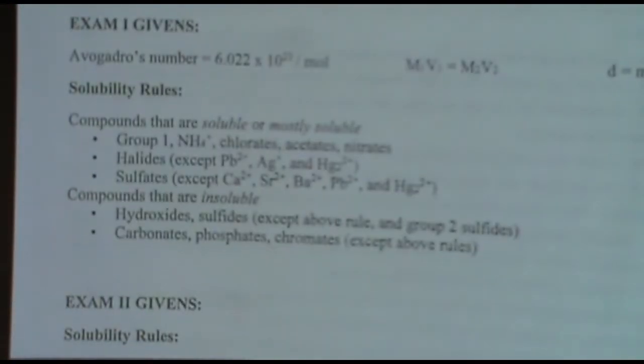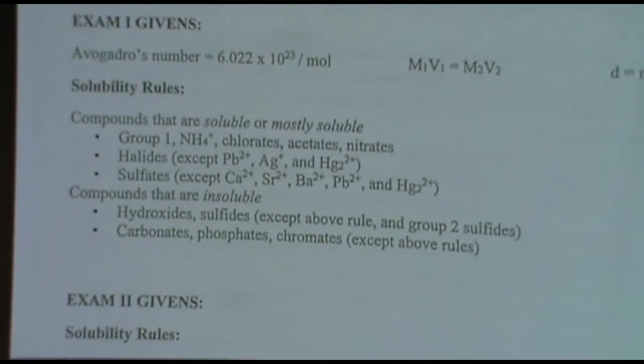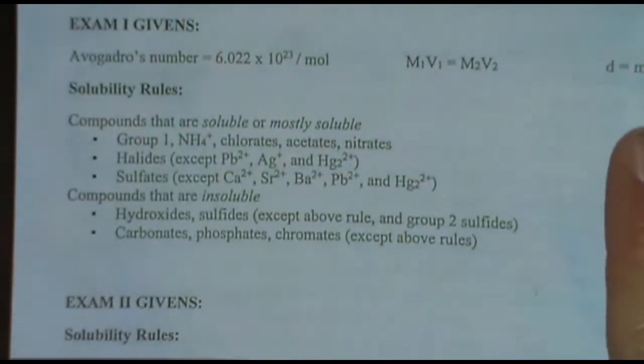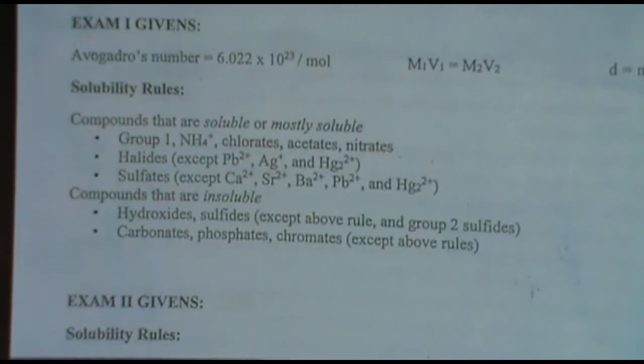Okay, solubility rule clarification. I'm going to go to the solubility rules right now. Here they are. What is an acetate, a chlorate, etc.? Those are polyatomic anions.